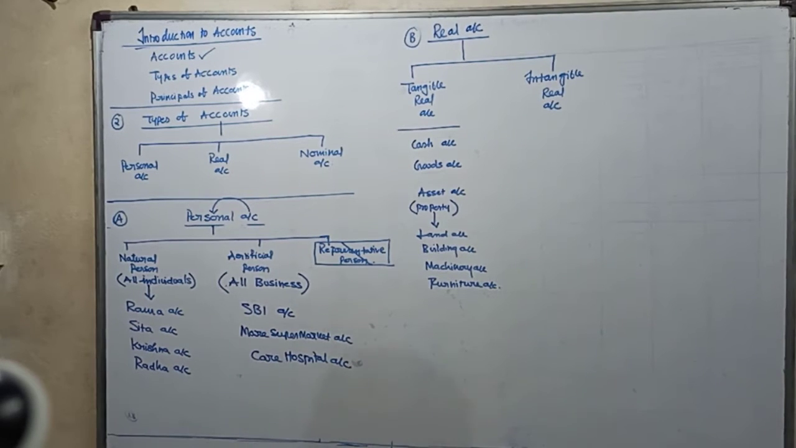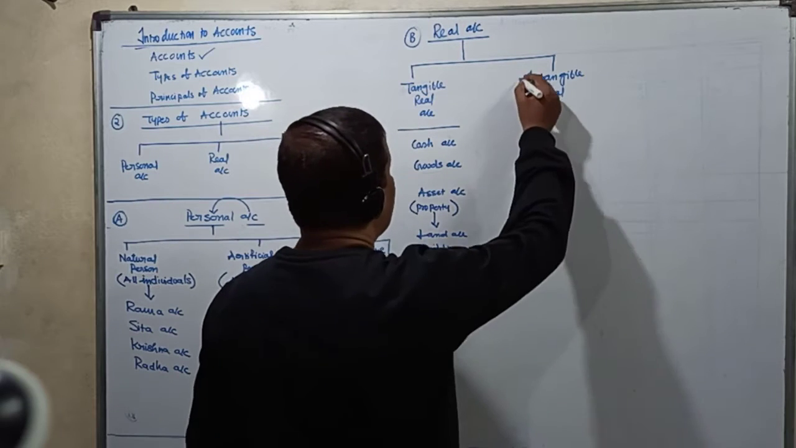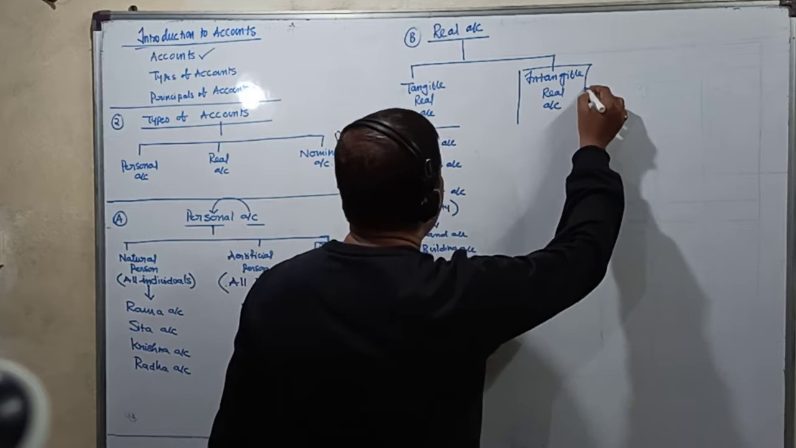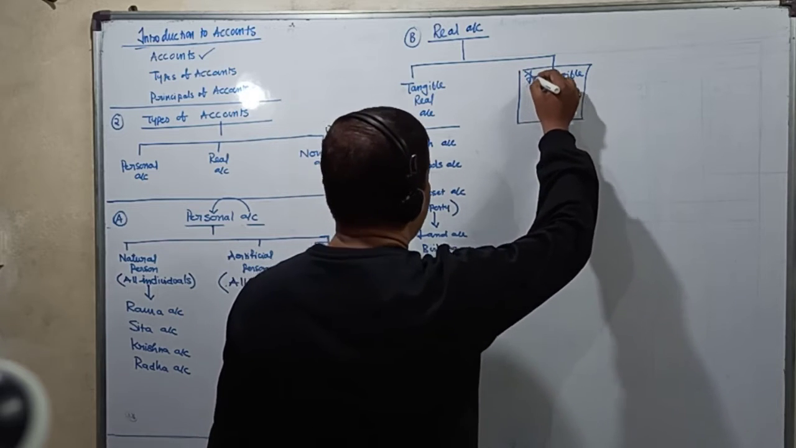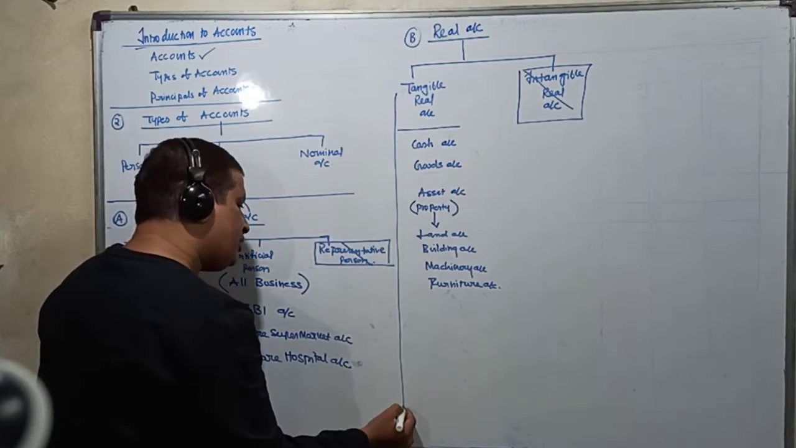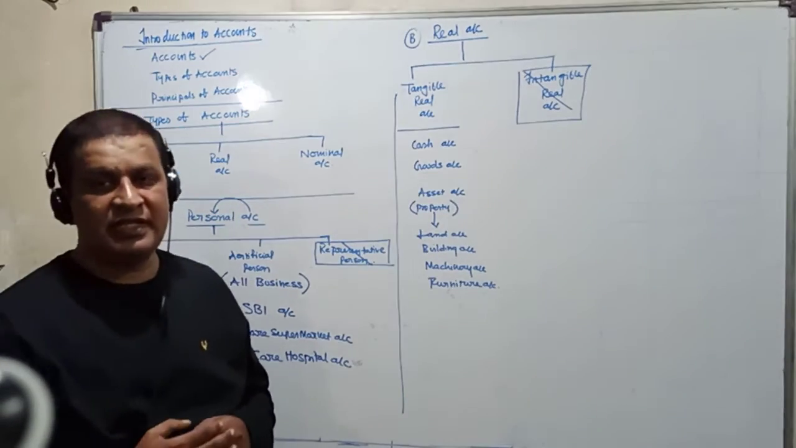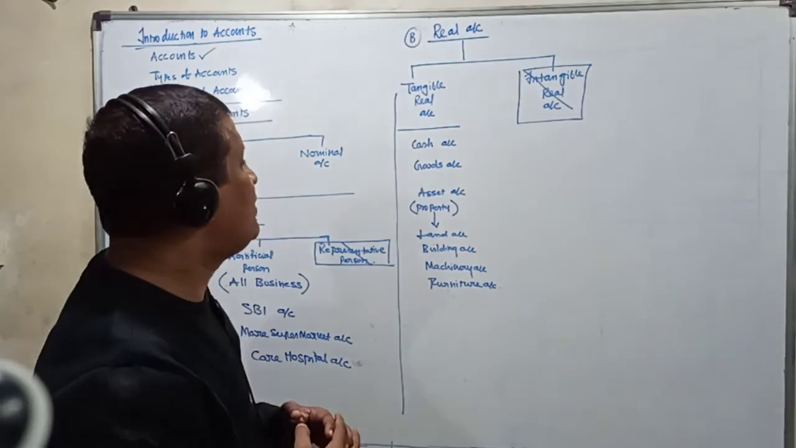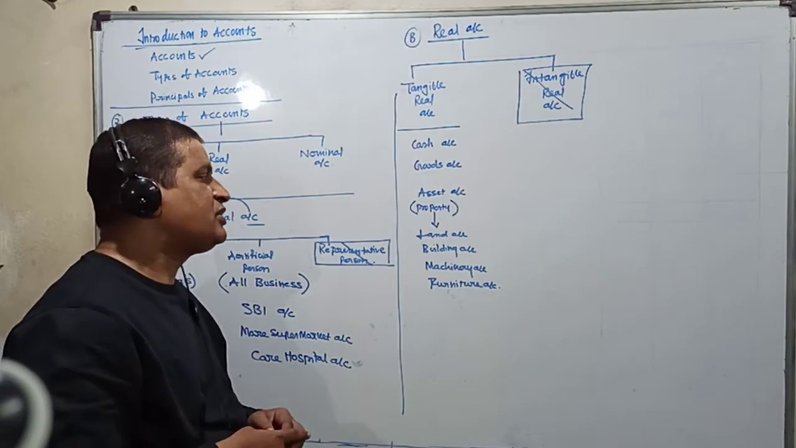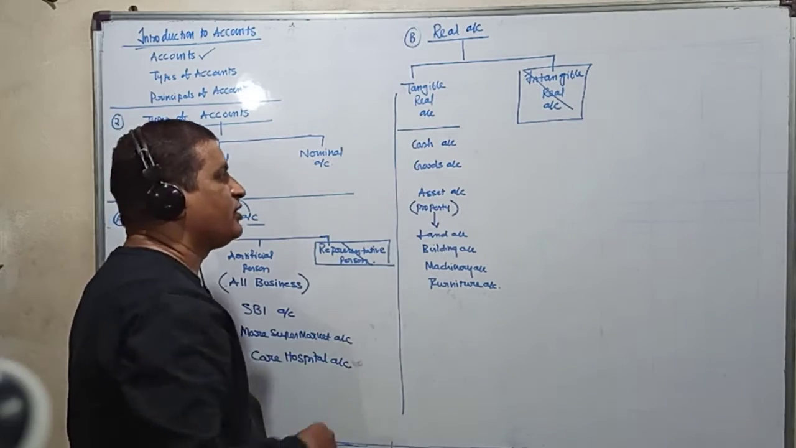So, having understood what is tangible real accounts, we are coming to the intangible real accounts. Right now, we'll not dwell upon it. We'll look to this topic a little later. For the time being, what is a real account? A real account is an account which you can see and touch. Such accounts are real. What are the examples of real account? You have cash account, goods account, and asset account.